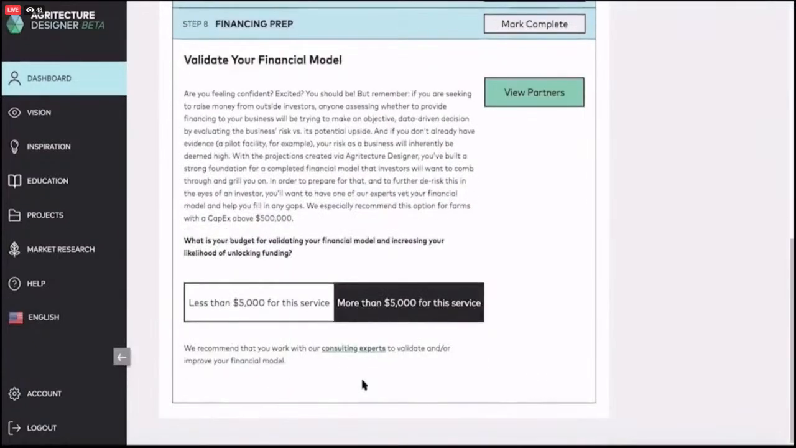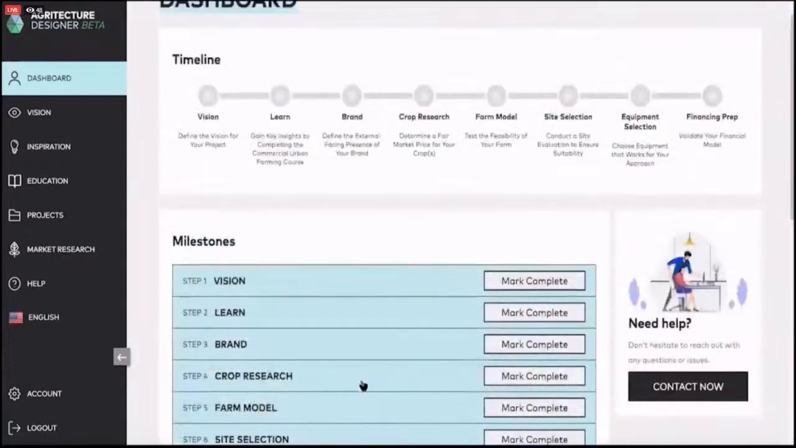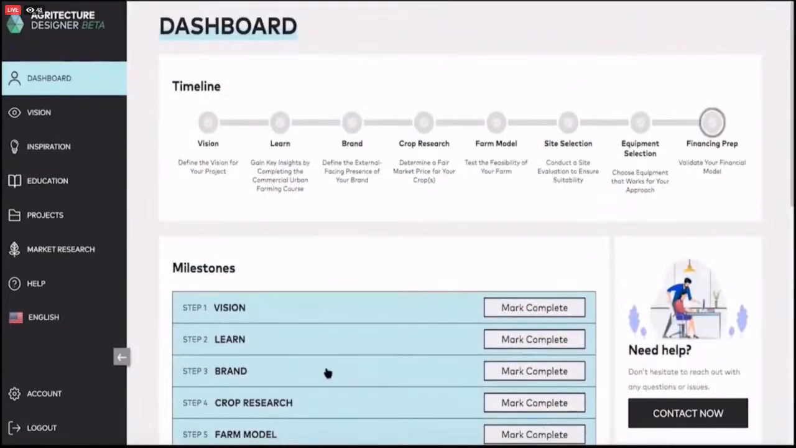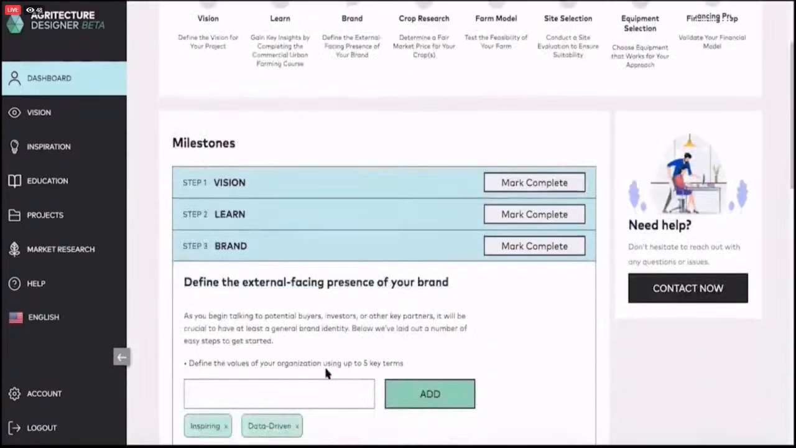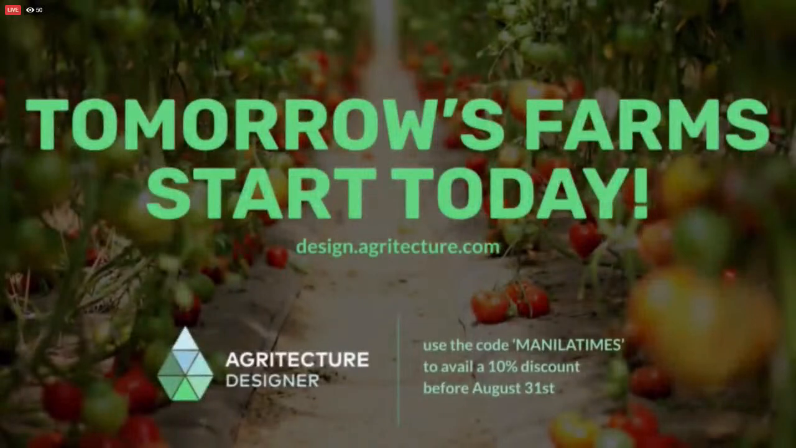Agritecture Designer is 100% focused on delivering value to our users, so we're constantly evolving the platform based on direct user feedback. Our vision is to transform the industry so that anyone, anywhere can plan a viable urban farming business with ease. So join us.